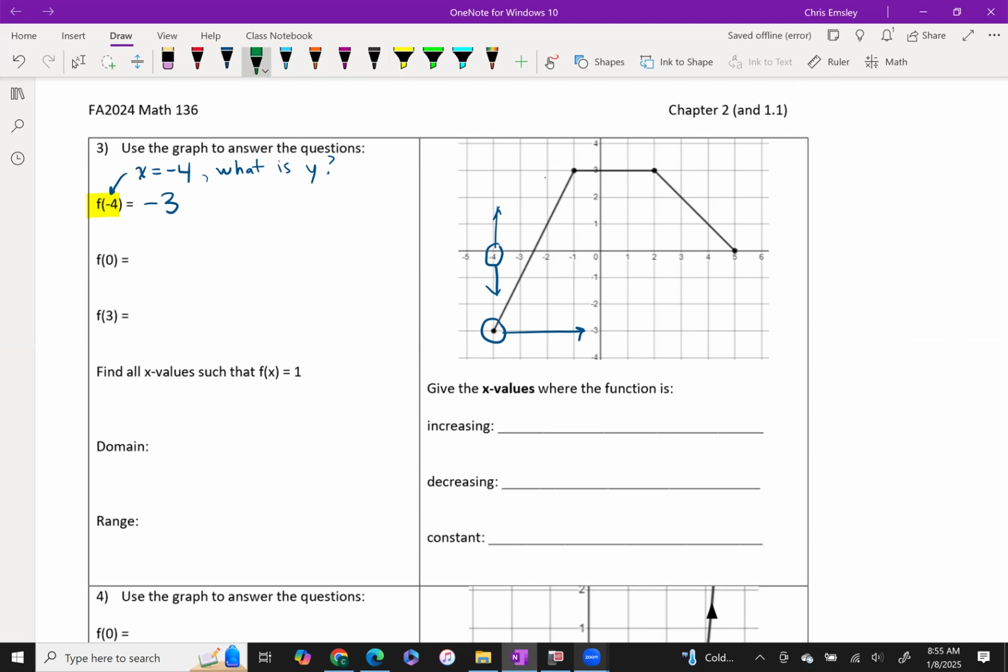Okay, then the next one. Now our x value is 0. What is y when our x value is 0? So here's 0. We look up and down.